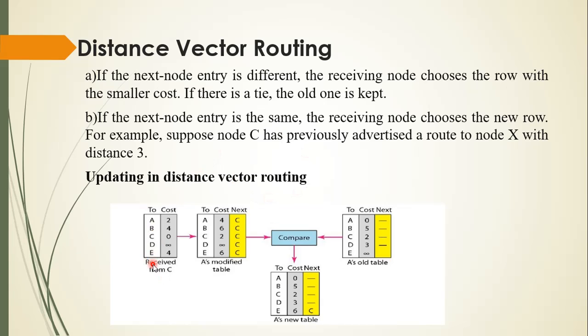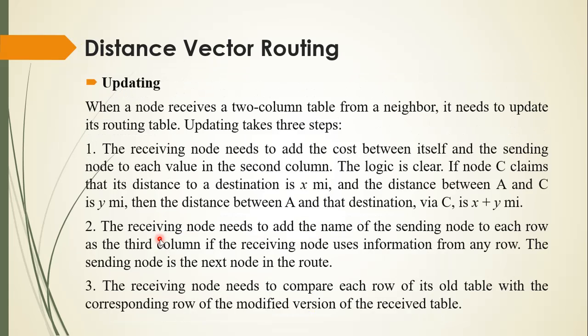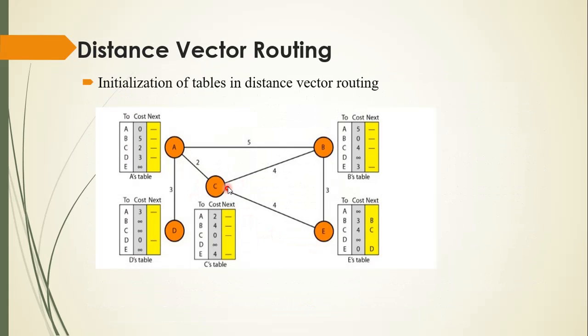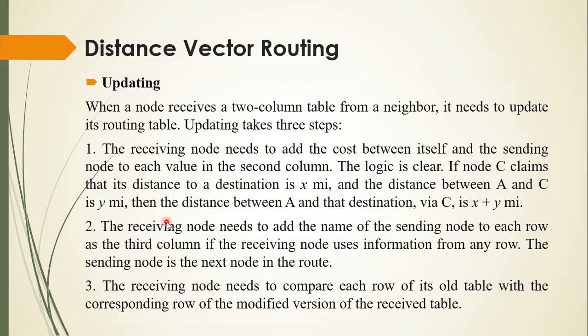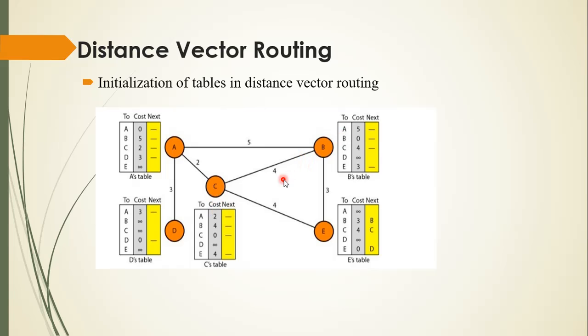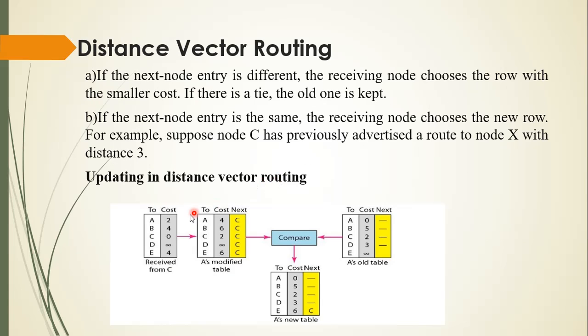So here we have a receive from A. We have to calculate the distance from C. So C to C is 0, and in this diagram we have to mention that. Now C to A is 2, so in this table we have a 2 over here. Now C to B is 4, so in this table we have a 4 over here.